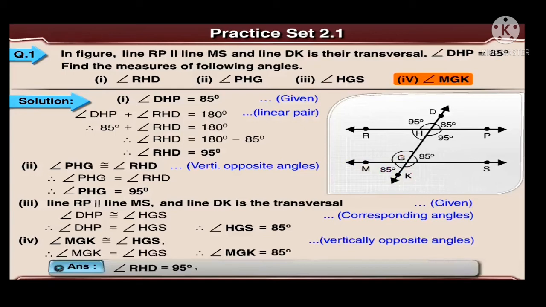The answers are: angle RHD is equal to 95 degrees. Angle PHG is equal to 95 degrees. Angle HGS is equal to 85 degrees and angle MGK is equal to 85 degrees.